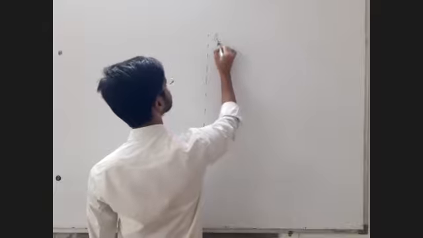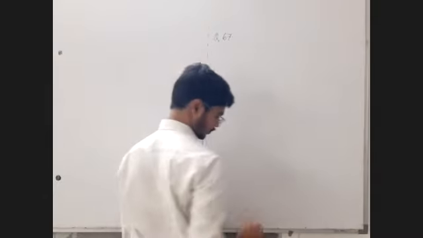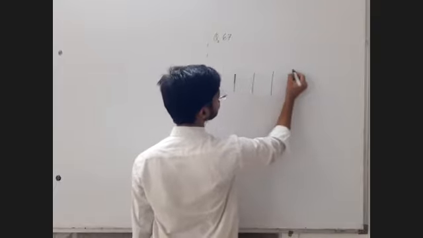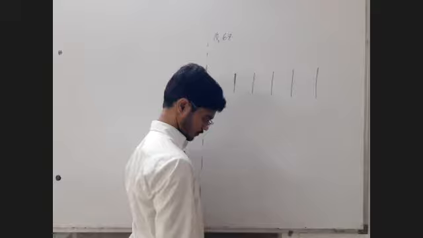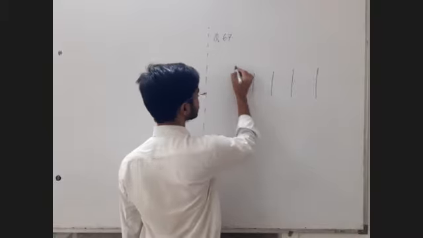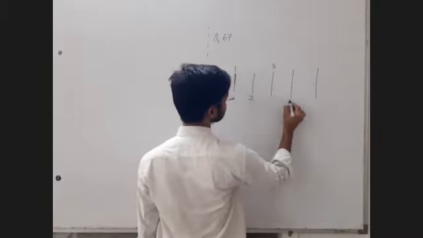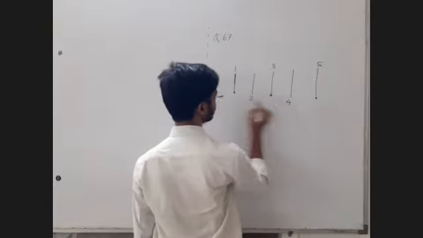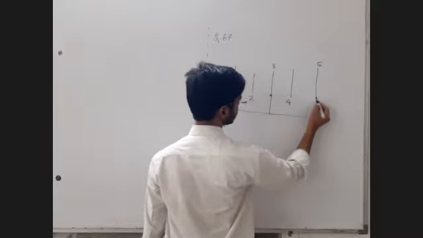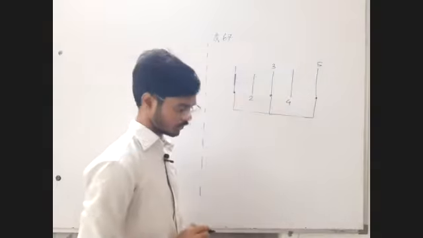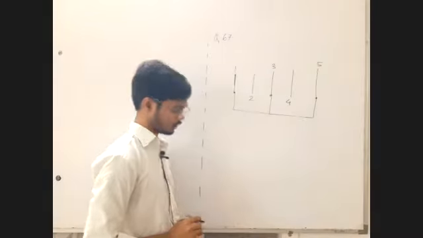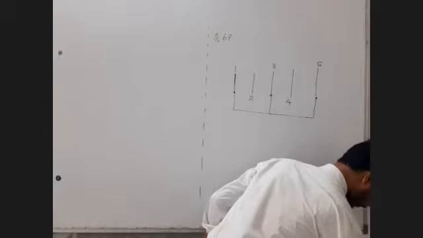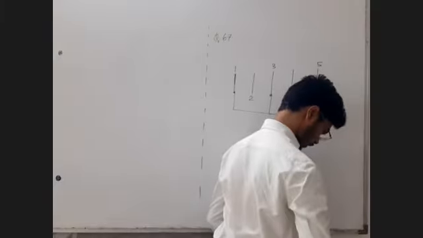Write down. We are given five plates, and these 5 plates are numbered as 1, 2, 3, 4, 5. Plate number 1, 3, 5 are connected to each other. Plate number 2 and 4 are connected to each other.